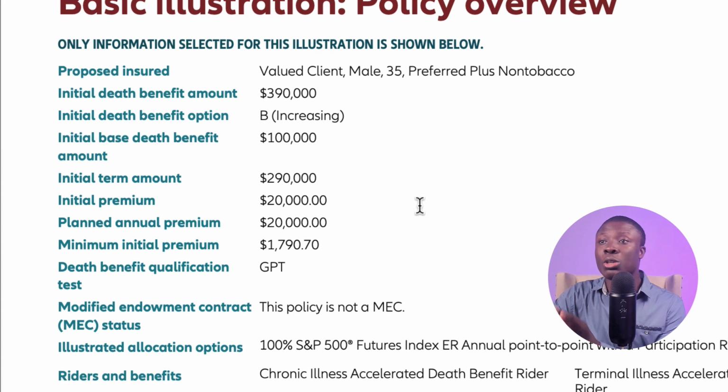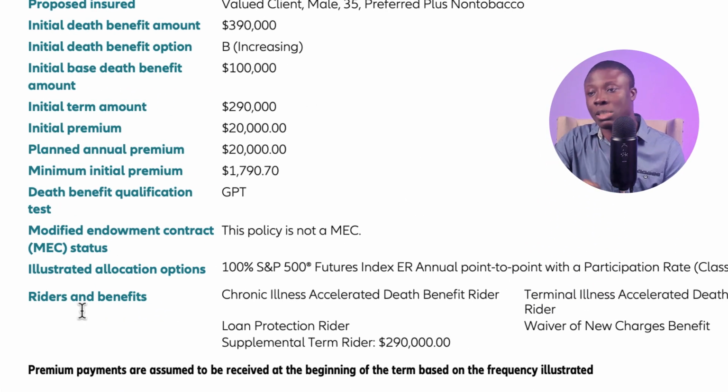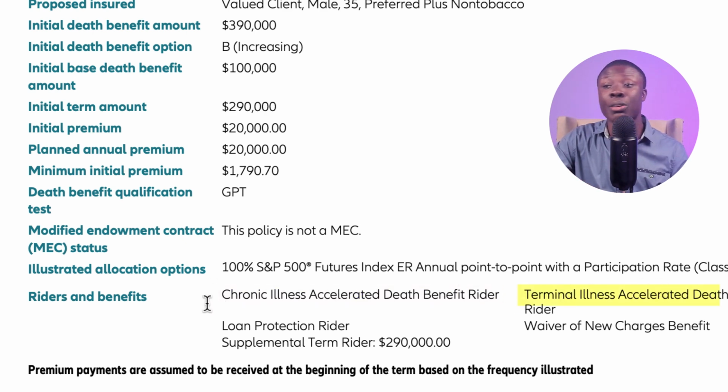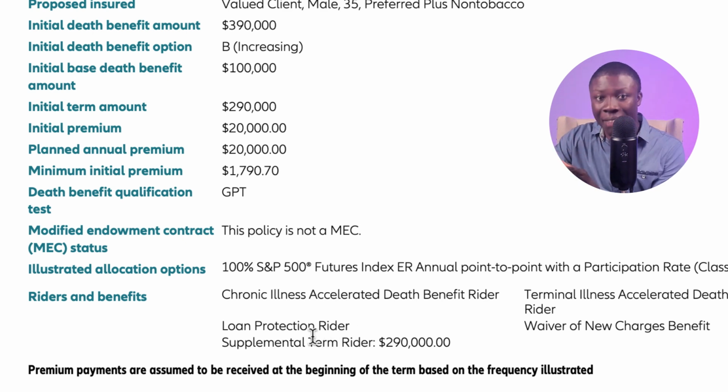So that is what you have in the policy overview here. One other thing I want to mention, you see the riders that we have in this policy: chronic illness rider, terminal illness rider. All these riders are free. We also have the loan protection rider, also called overloan protection rider. What this rider does is that it prevents your policy from lapsing because of an outstanding policy loan, even if the cash value isn't enough to cover policy charges. And there is no charge for this rider until it is exercised. So we always want to have it here just in case something goes wrong in the future.